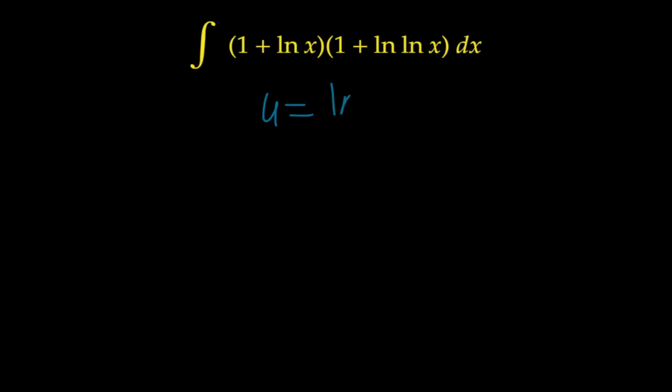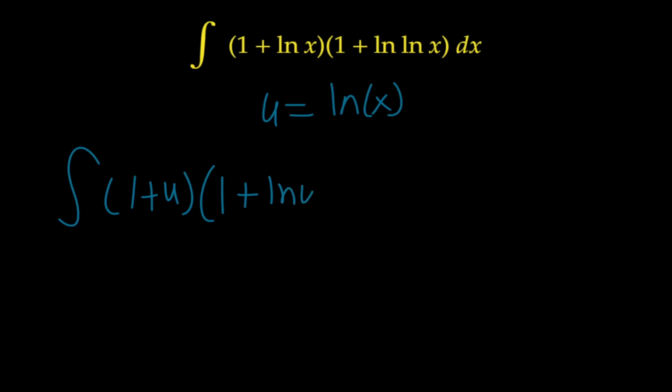So we have u equals the natural log of x, right? And what this allows us to do is replace a lot of our integrand right here with x. So it's going to become, well, the integral now of 1 plus u, and then times 1 plus the natural log of u. And then we have to convert our dx into du, of course. So we have du equals 1 over x dx, but just moving the x onto the other side, we have this right here. So x du equals dx.